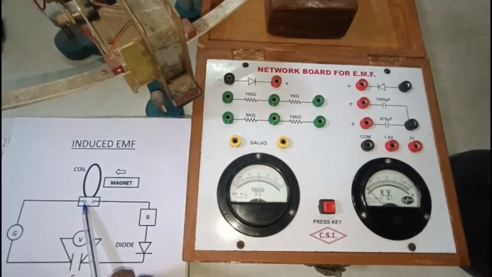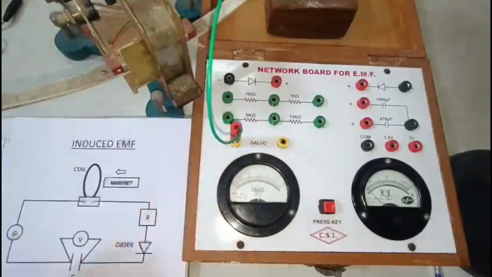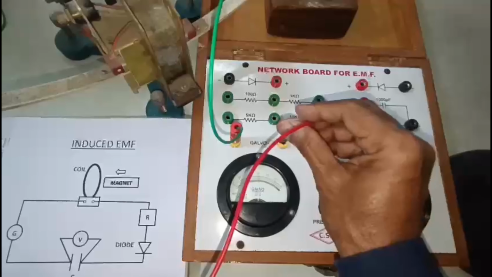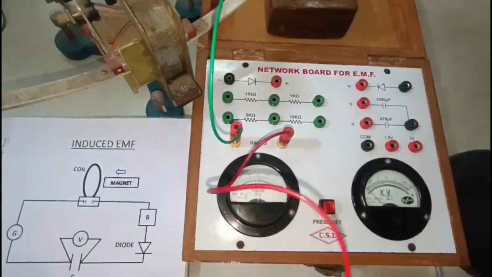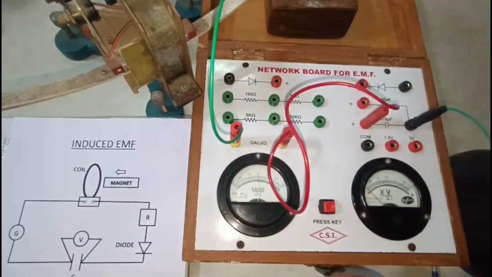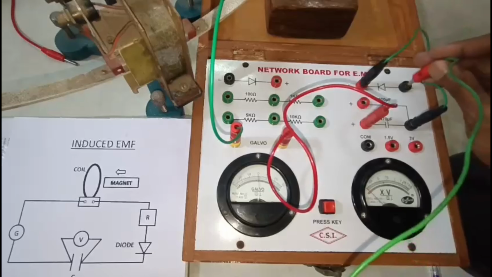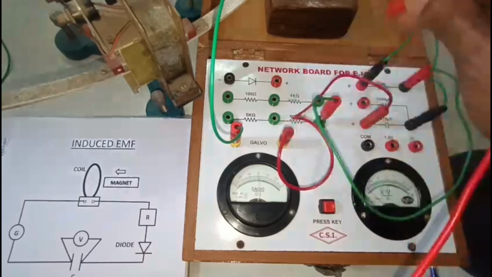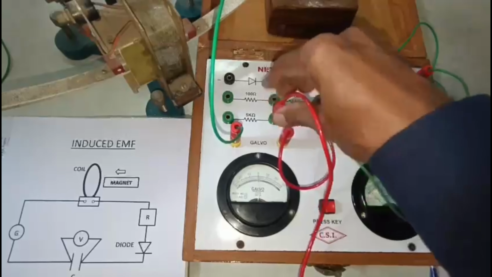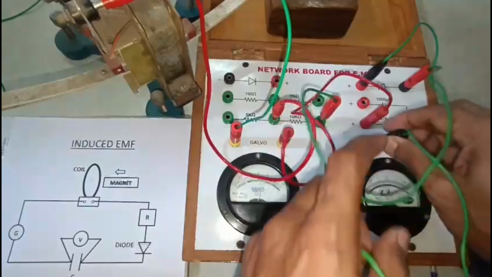Connect one terminal of the coil to the galvanometer. Connect the other terminal of the galvanometer to the capacitor. Connect the other terminal of the capacitor to the PN junction diode. Connect the other terminal of the PN junction diode to the resistor. Connect the other terminal of the resistor to the second terminal of the coil. Connect the voltmeter parallel to the capacitor.